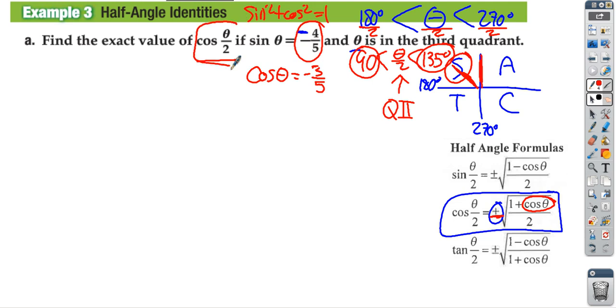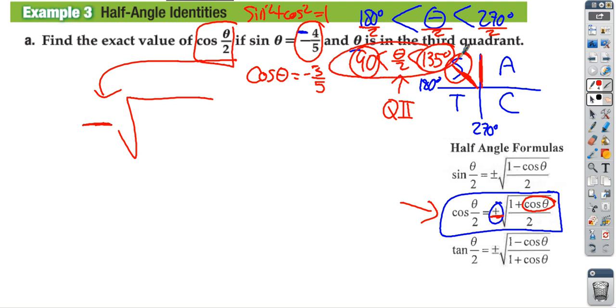Okay, now we're ready to use our formula. So the formula again is this one right here. We knew that it was negative, so I'm putting a negative in front. We knew it was negative because we found out that θ over 2 is in 90 to 135. It's in quadrant 2, and cosine is negative there. Okay, then we're going to have 1 plus the cosine of θ, but we just found that. The cosine of θ is -3/5, and that whole thing is over 2.